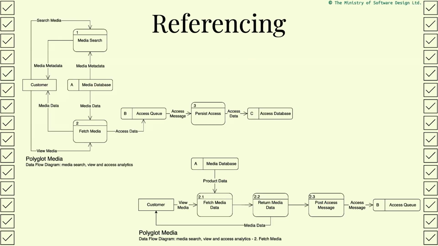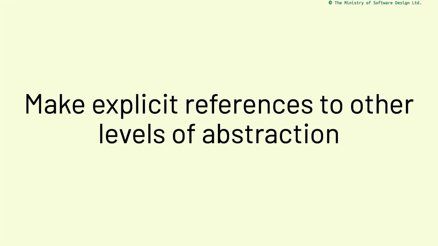With data flow diagrams, we use referencing. And so we can see here that we've got the 2, and we've got the 2.1, 2.2, 2.3. Easy to see how these diagrams connect. We've also got the same identifier for the data stores on both of them. So what we really need to do is make those explicit references to the different levels of abstraction, to our different diagrams, to different parts of the documentation. It's not just even between those diagrams.